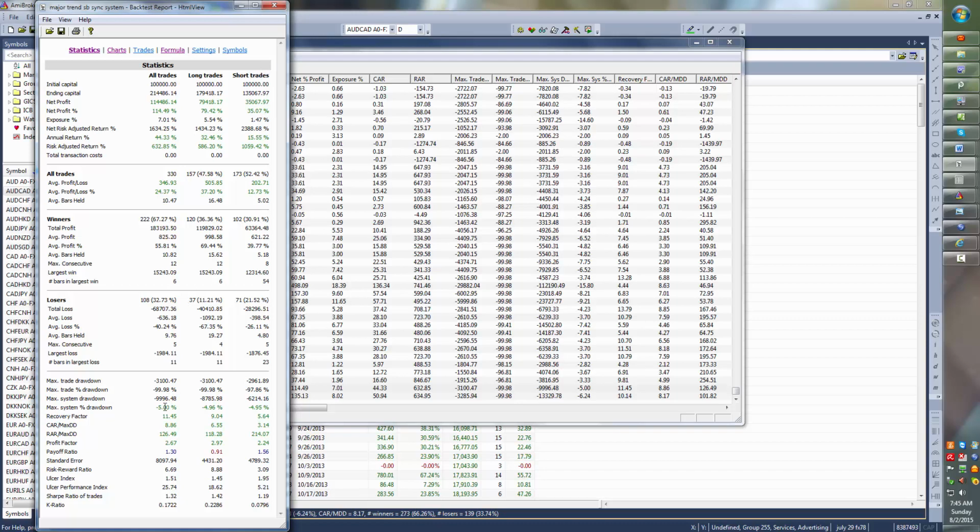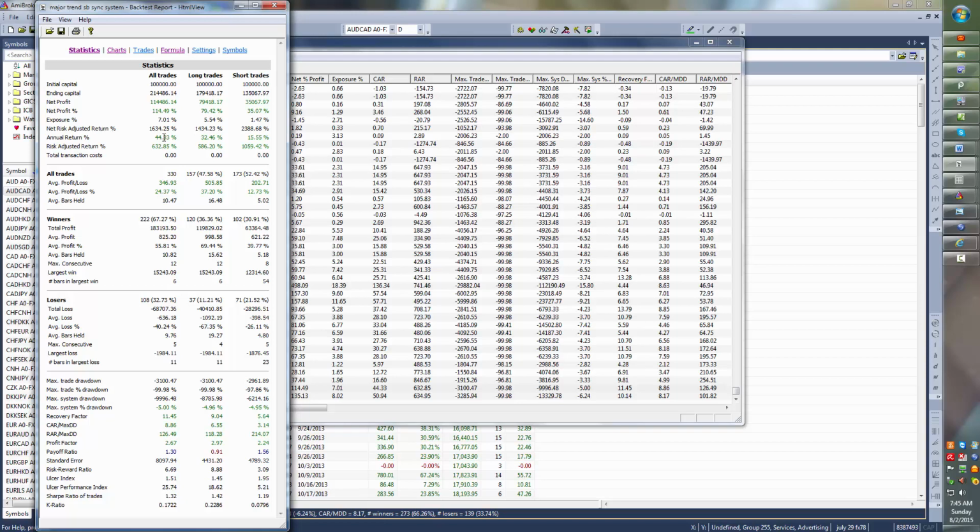So rather than a drawdown of a little over 3%, we're now up to 5% on the max drawdown on the system. And rather than 16%, we're now up to 44%. And why is this if we're trading the exact same system?